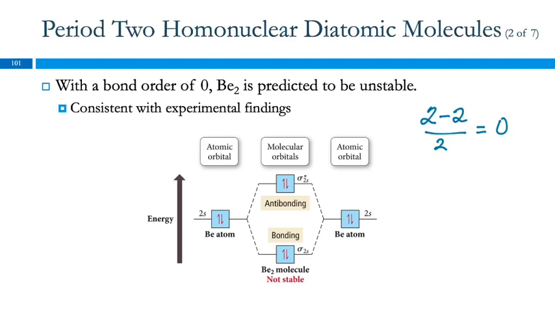So if it was Be2 plus, one electron missing, so this would be a positive charge, then we'd have 2 electrons in bonding orbitals, and only 1 in anti-bonding. And so then when we do that, we get 1/2, which predicts that the Be2 plus should be stable.